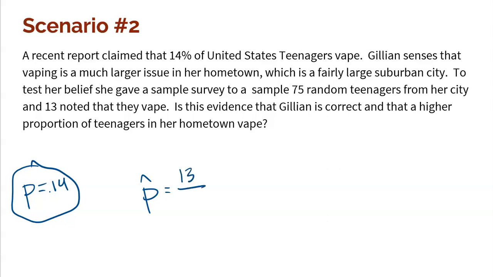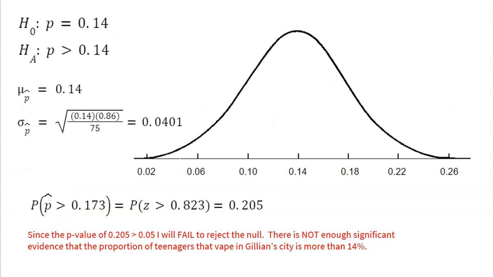Her sample showed 13 out of 75 that vape. That is a little smidgen over 17%, about 17.3%. So once again, Jillian has to answer the question, is that just a little bit higher due to random variability, or is it significantly higher? So let's look back at our sampling distribution here. Same null, same alternative hypothesis, same mean, same standard deviation, but now her sample came back right about here. A z-score of 0.823, that would be the z-score for her p-hat of 0.173.